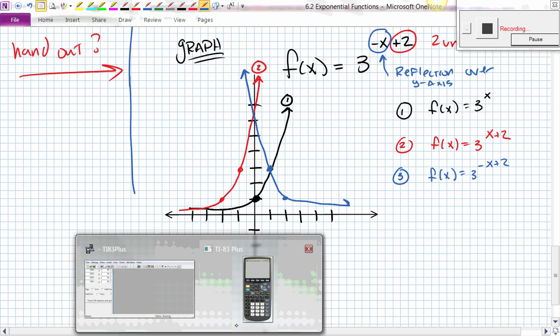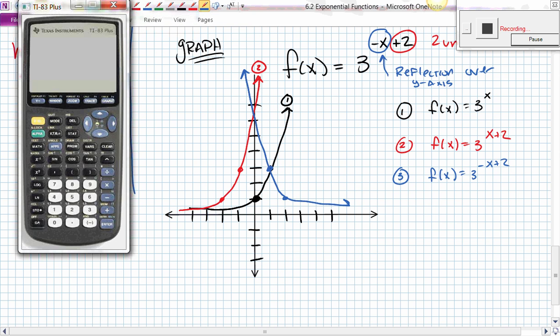And if I wanted to just double check to make sure I did it right, I could plug into my y equals, I could plug in 3 caret, in parentheses, negative x plus 2, and then hit graph, and I should see the exact same picture, and I do. Are you guys feeling pretty good about that today? Great. That's our lesson right there.